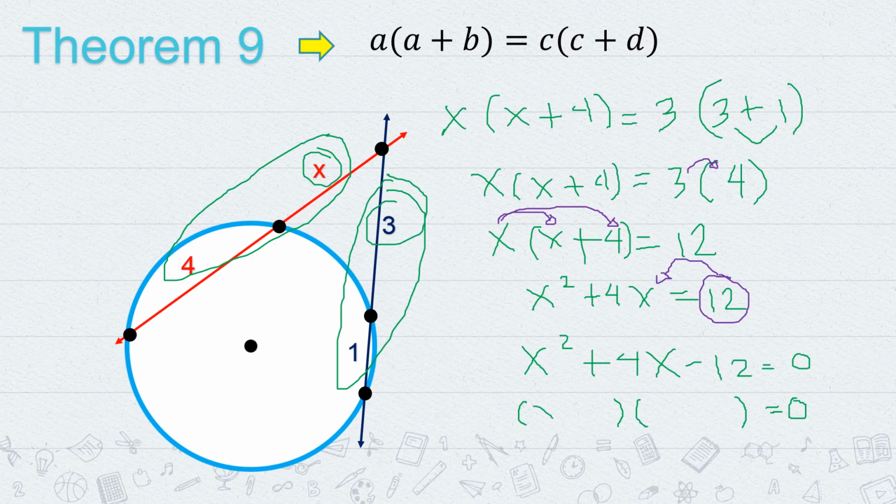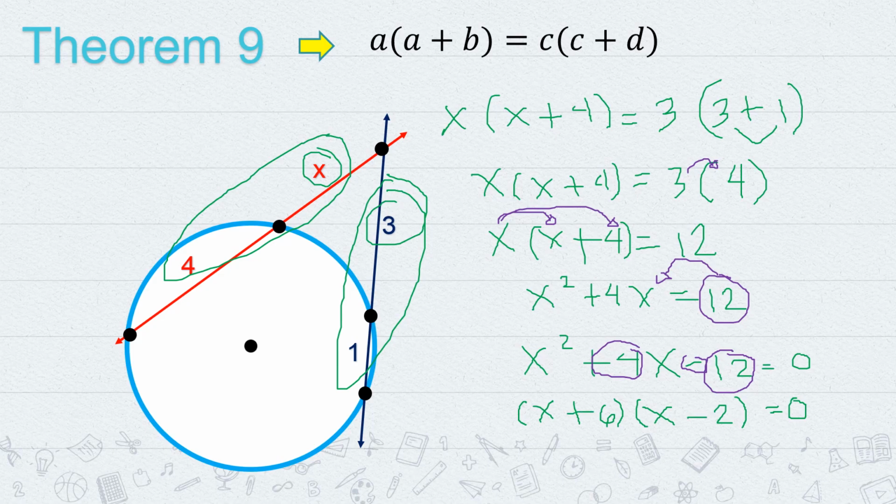So for x squared, we have x and x. For negative 12, we simply think of two numbers that, once multiplied, equal 12, and once subtracted, equal 4. Those numbers are 6 and 2. 6 times 2 is 12, and 6 minus 2 is 4. So this is positive and this is negative.